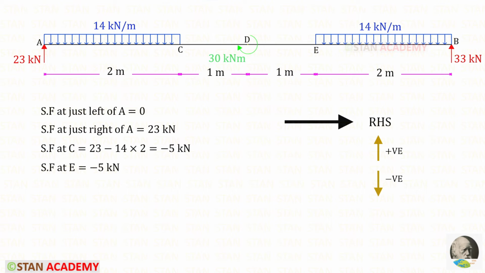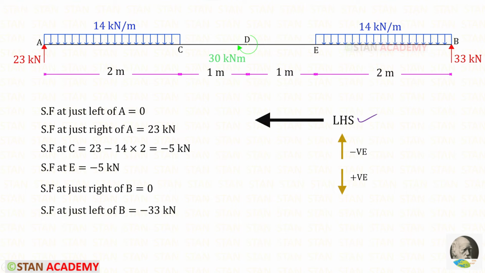Let us find the shear force at E. Up to the point E, we have only RA and this UDL. So here also we will have the same shear force, minus 5. Using the left hand side rule, let us find the shear force values at B. Shear force at just right of B will be 0, and at just left of B will be RB, which is acting upwards, so it will be negative.